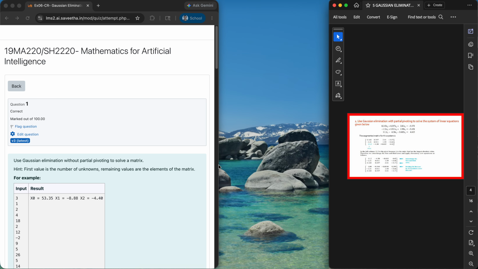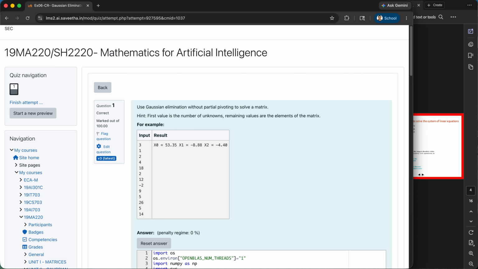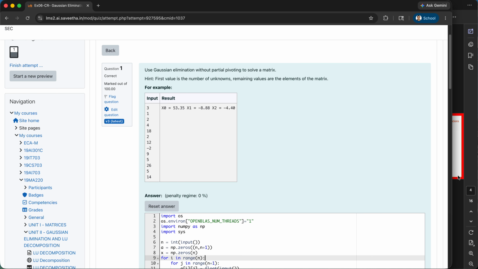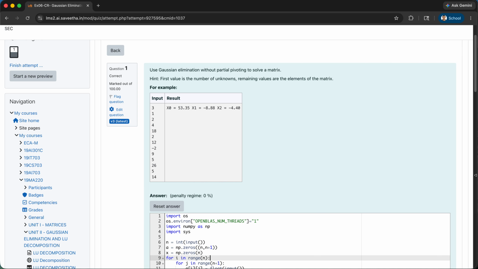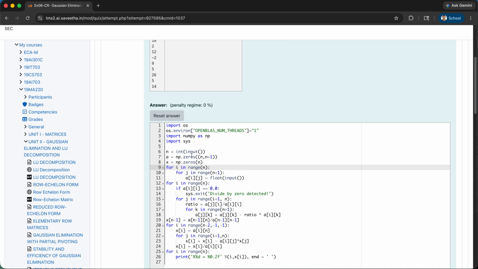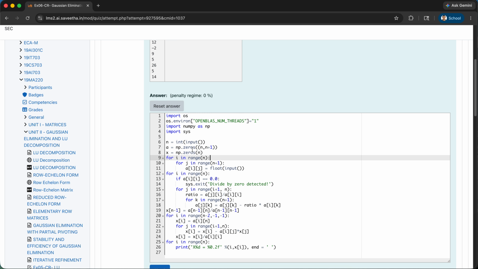Okay, now here is a program. So in this program, first of all you will do the import of the OS and the environment variables. Thereafter, since it is a matrix problem, you have to include numpy, and there is one more library that you have to include, which is nothing but sys, a library that is used to interact with the operating system. Why it is being used, I'll let you know.